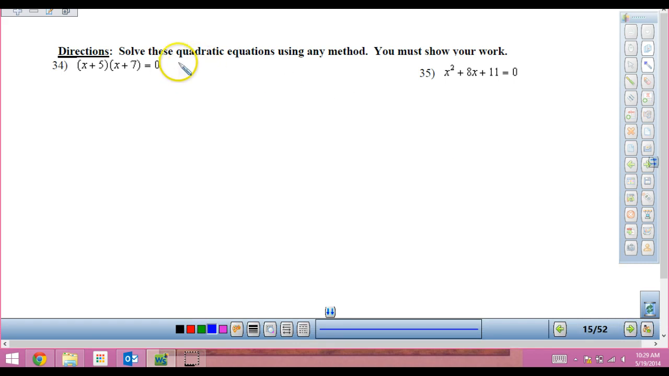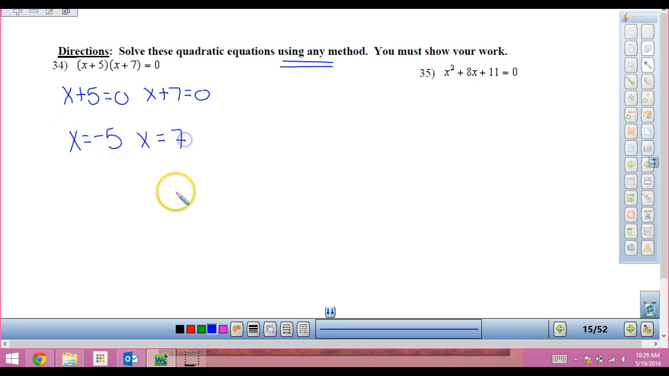All right, so we can solve these quadratics using any method. Lots of different methods that we talked about. This one's already factored for us, so we can go ahead and just solve this as x plus 5 equals 0, and x plus 7 equals 0. So I am going to go ahead and get x equals negative 5, and x equals negative 7. Okay, that one wasn't quite so bad.